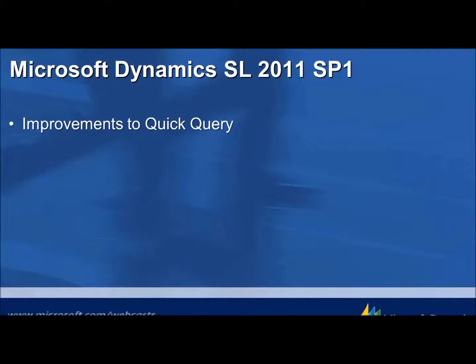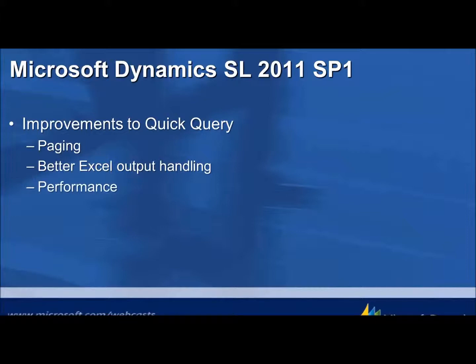So with Dynamics SL 2011 Feature Pack 1, there have been improvements to Quick Query, and those include paging to make it return the results faster, especially if you are loading a lot of records in the Quick Query. There's also better Excel output handling, and what I'm using here is 2011 Feature Pack 1, and I do agree that the export to Excel is a lot better than in prior versions. They've also increased the performance, so it runs a little quicker too, and that goes along with the paging.